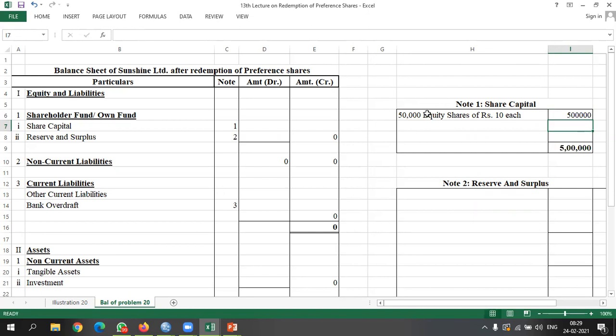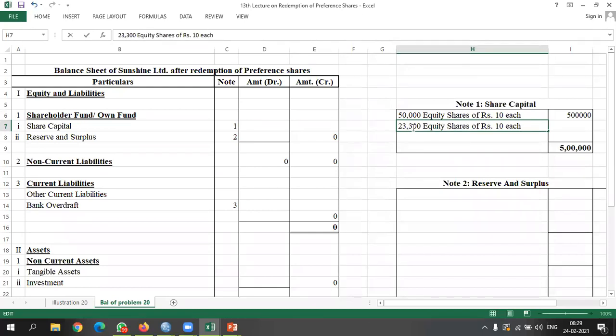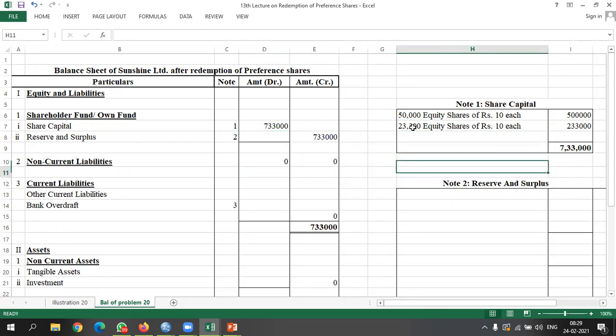Then during the process of redemption, we have issued 23,300 equity shares of rupees 100 each. Amount was 2,33,000. So total we have capital balance of 7,33,000. Now coming to reserves and surpluses.